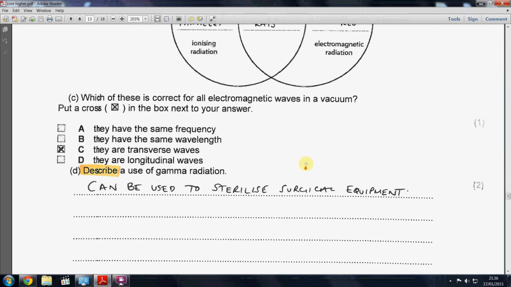Okay, so another multiple choice one here. Which of these is correct for all electromagnetic waves in a vacuum? Well, their frequency can change from almost anything to anything else, and so can their wavelength. They're definitely not longitudinal waves. That's things like sound mostly. So the only option left is that they're transverse, and that means if the wave is going, let's say, from left to right, then the wave oscillates up and down.